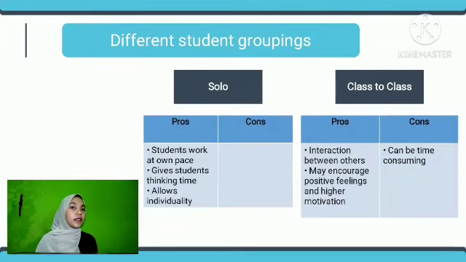And then I will explain about the difference between solo and class to class. For the first one, advantages from solo, there are 3 points. For the first one, students work at their own pace. The second one gives students thinking time. The third, allows individuality. And then for class to class, the advantages for the first, interaction between others and might encourage positive feeling and heighten motivation. And then there is the disadvantages from class to class. There is can be time consuming.